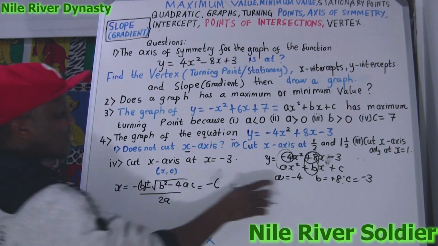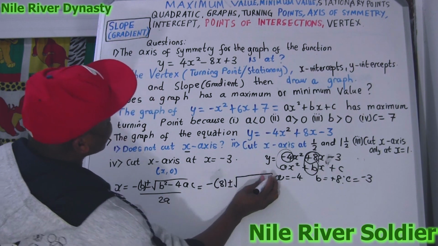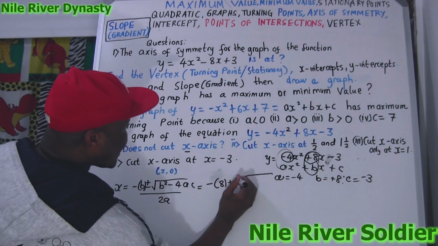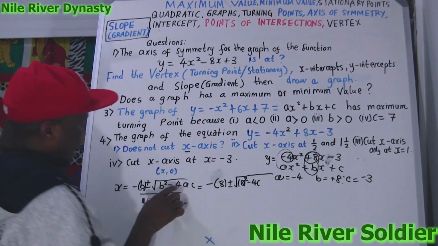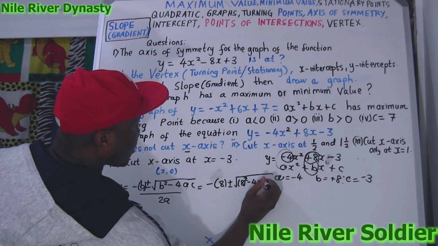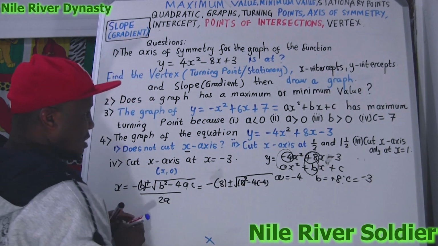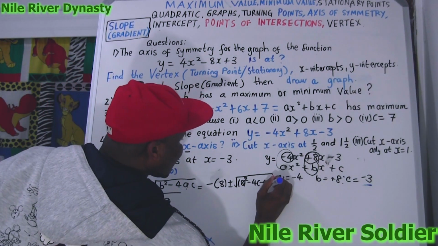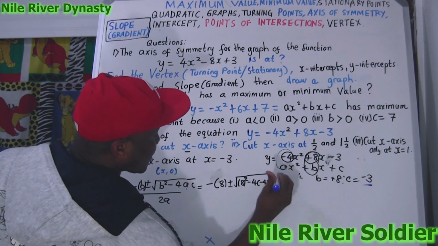So we have negative, bracket b. Put your bracket b. What is b? Positive 8. Plus or minus the square root. b squared means 8 squared. It's very good to put brackets. 4 times 8 times c. A, what is a? a is equal to negative 4. Negative 4 times c. What is c? c is equal to negative 3. So here, times negative 3.